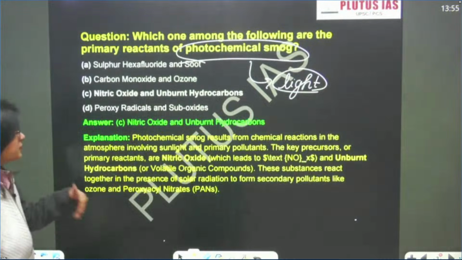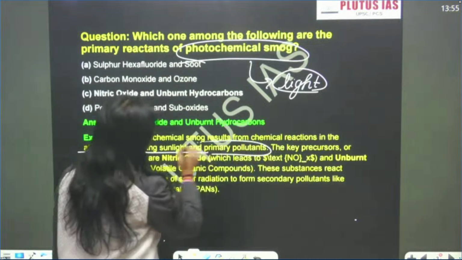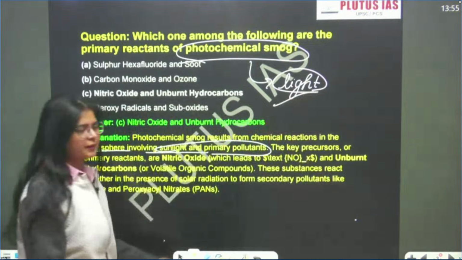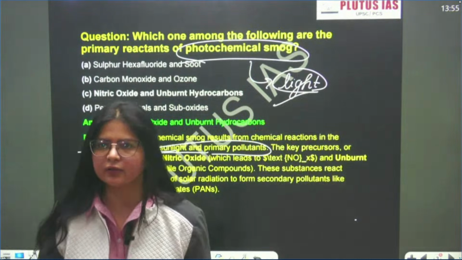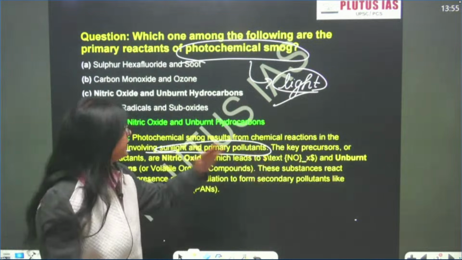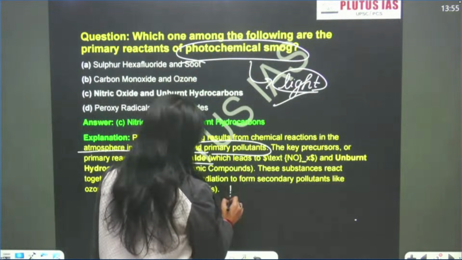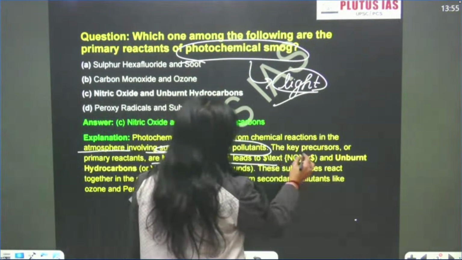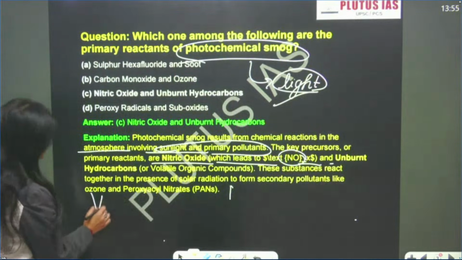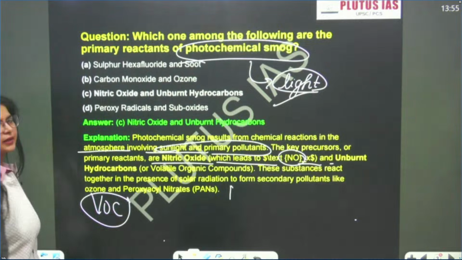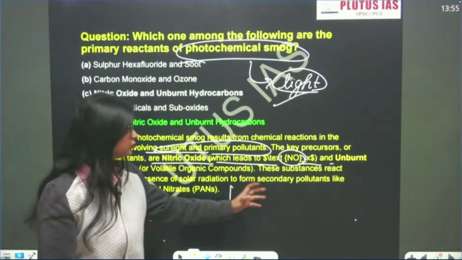So these smokes result from the chemical reaction in the atmosphere involving sunlight. This is what I was talking about, light, sunlight. It happens a lot of times in places like London, right? You will be able to find all of them. And the key precursors or the primary reactants are nitric oxide, which is your NOx, and the unburnt hydrocarbons like VOC, your volatile organic compounds. So these substances react together in the presence of solar radiation to form secondary pollutants.